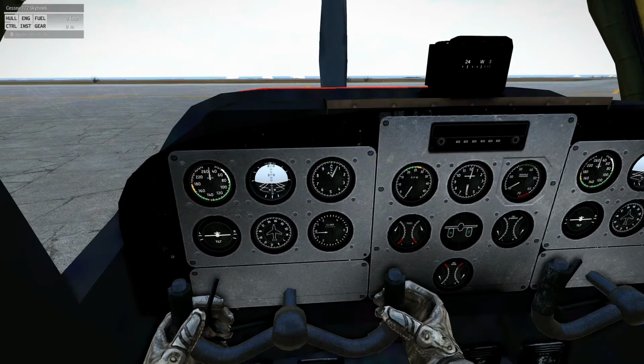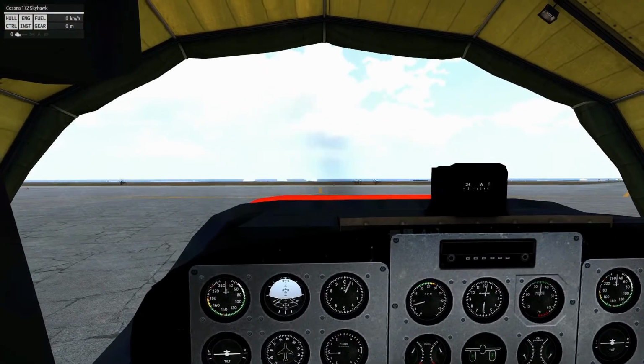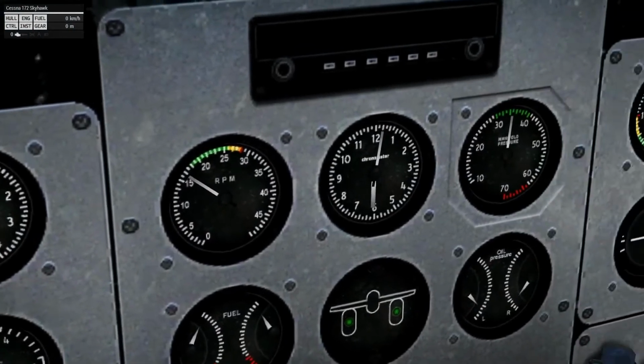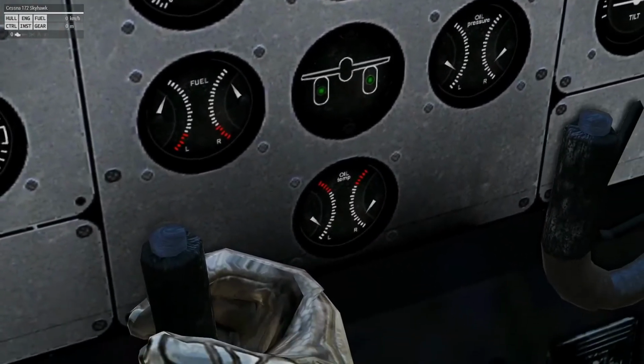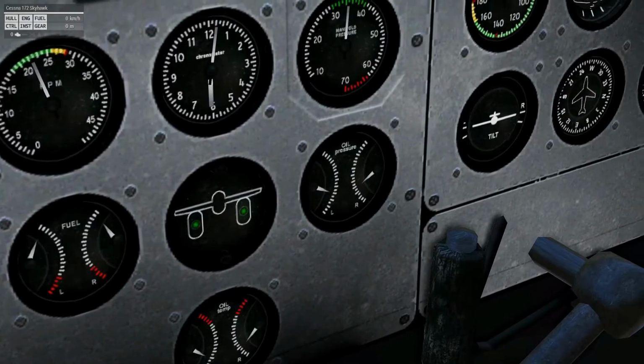Alright, so let's start our engines. Now we can see our propeller starting to move. We can see our RPM start to come up. Alright, now oil temperature. It is slowly but very surely rising. So is oil pressure.